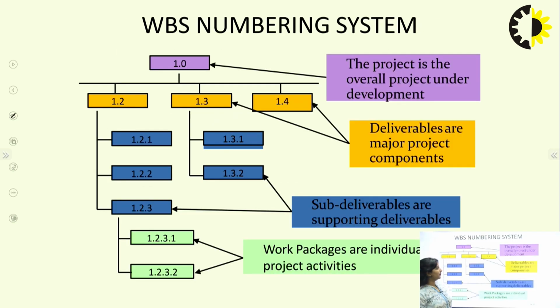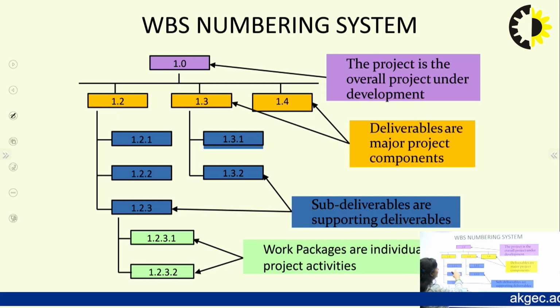This is a numbering system like 1.0. The project, the overall project under development, becomes 1.0. Then 1.2, which is in the yellow color, 1.3 and 1.4 are the deliverables and the major components. This blue one, 1.2.1, 1.2.2 or 1.3.1, 1.3.2, are the sub-deliverables that support the deliverable, and these green ones are the work packages, the individual project activities.